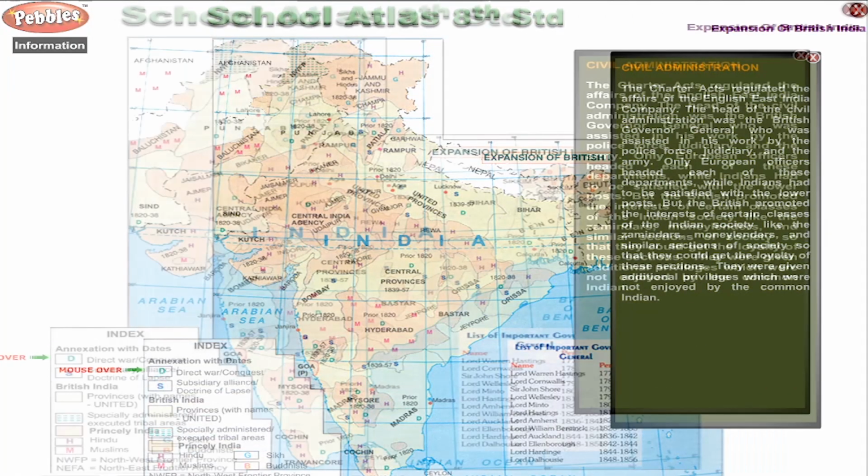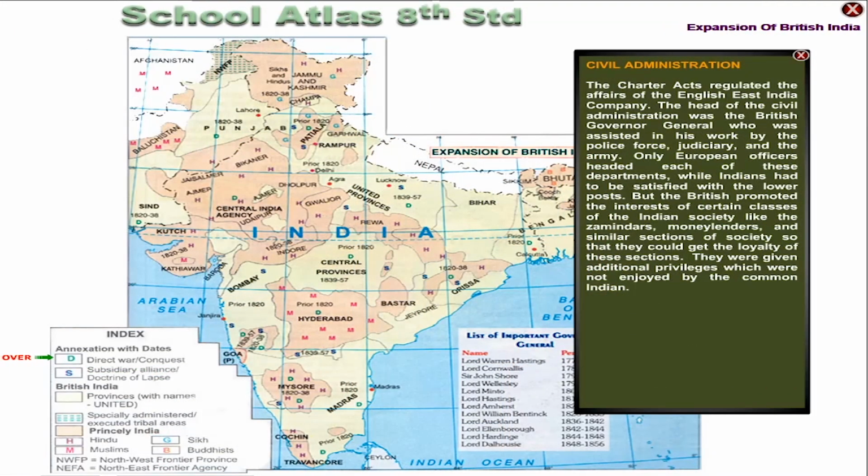Civil administration. The Charter Acts regulated the affairs of the English East India Company. The head of the civil administration was the British Governor-General, who was assisted in his work by the police force, judiciary and the army. Only European officers headed each of these departments, while Indians had to be satisfied with the lower post.